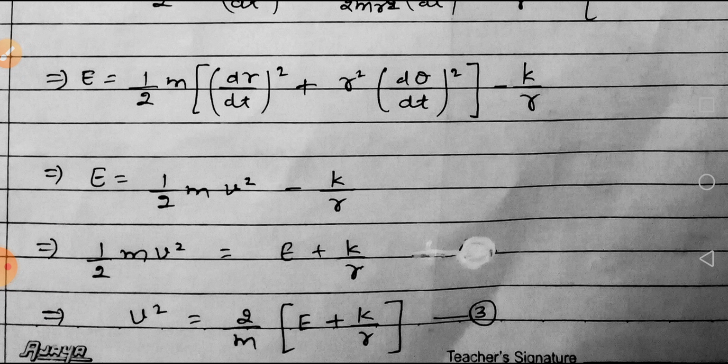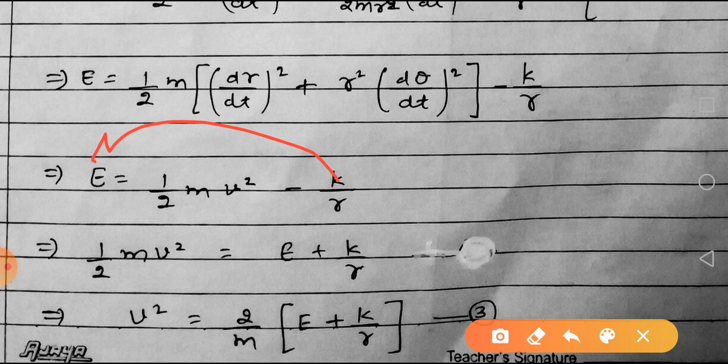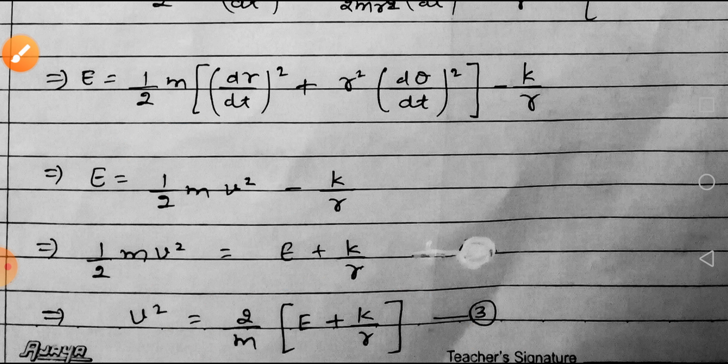So E is equal to half m v square minus k upon r, and this term goes to the left side, the negative sign becomes positive, and half m v square is equal to E plus k upon r, and v square is equal to 2 upon m times E plus k upon r. And if we take the square root, then this term is in square root.